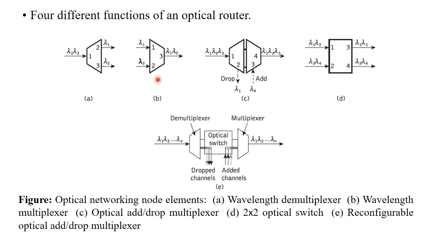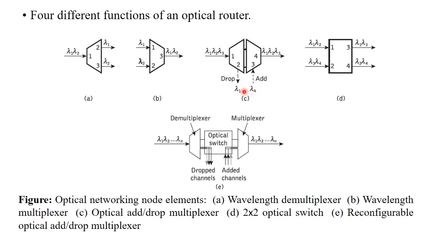Coming to the second one. Now this figure B is going to act like a multiplexer. That means combining two different wavelengths into one combination of wavelengths. Therefore lambda 1 and lambda 2 are the input, and at the output we can observe that both the wavelengths are being combined and represented as lambda 1 and lambda 2.